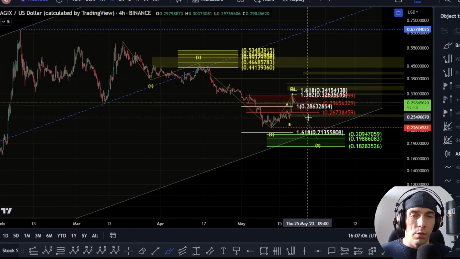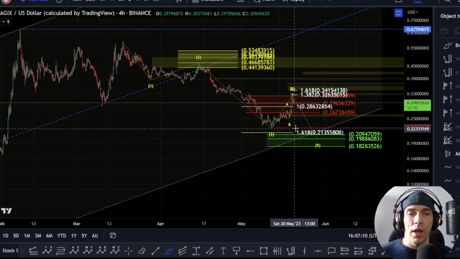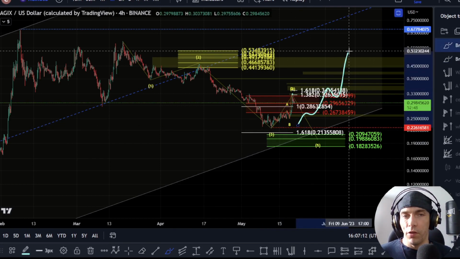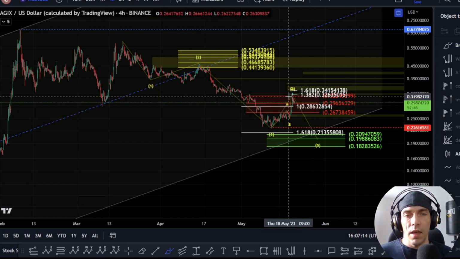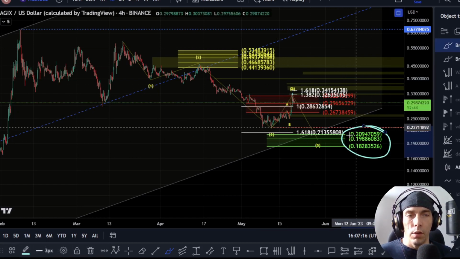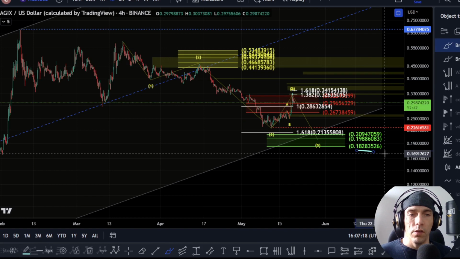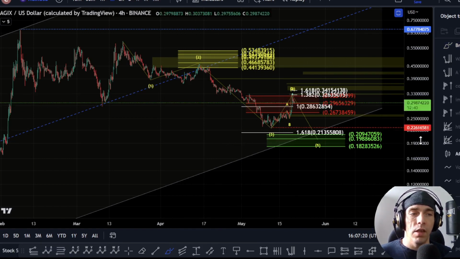If we do start to break down in a more impulsive way and we actually lose this low of this 261, which would invalidate that bullish potential off of here, then the next target area I'd be looking for would be this 2094 to this 1828. So we need to keep an eye on that.